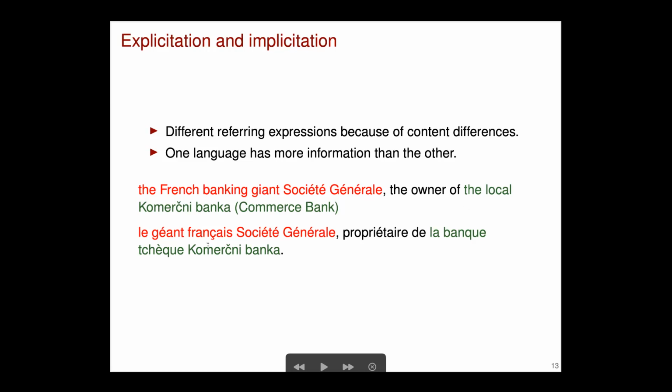The French translator went another way. He says "Le géant français Société Générale", without saying that this is a banking giant, because the French-speaking audience can be assumed to know that. On the other hand, what they did here is they wrote "propriétaire de la banque tchèque Komerční banka". So they translated "the local Komerční banka" into "the Czech Komerční banka", because for a French reader, this isn't necessarily local. So information has been added here.